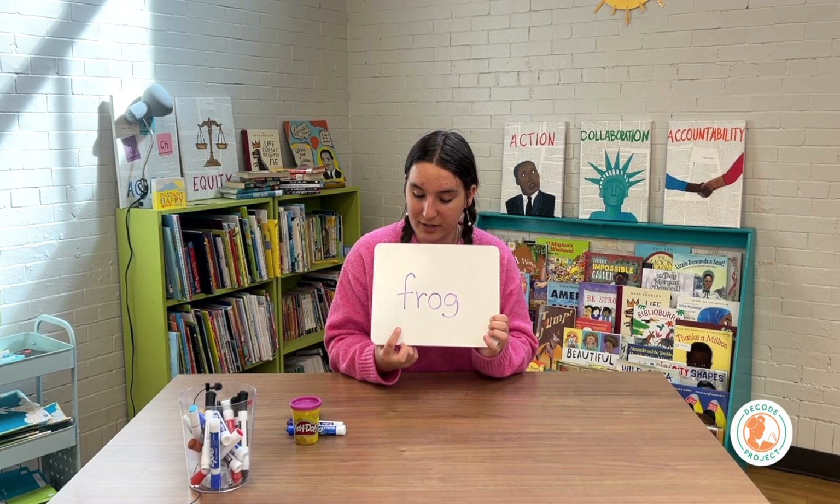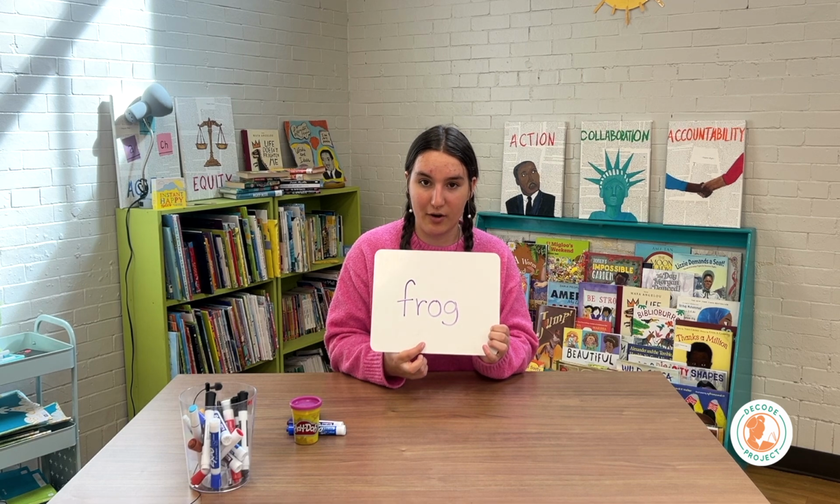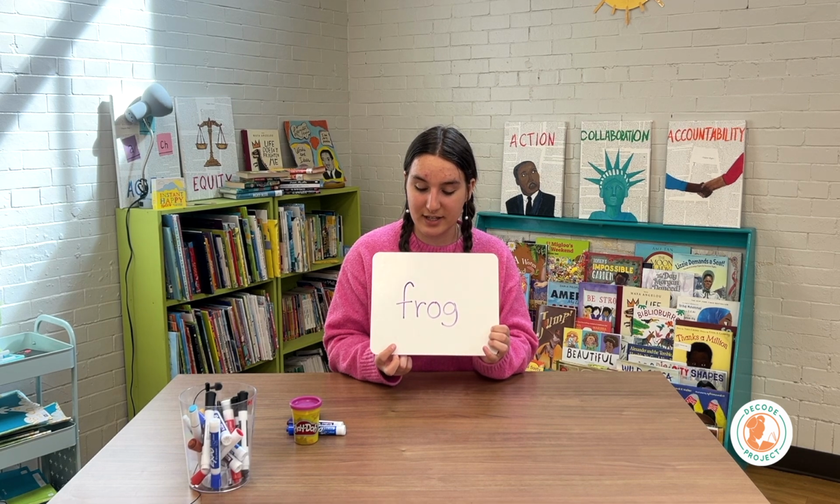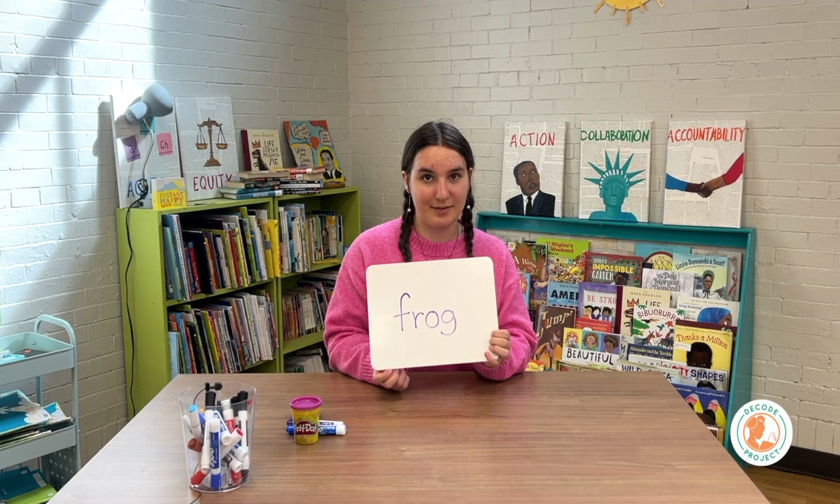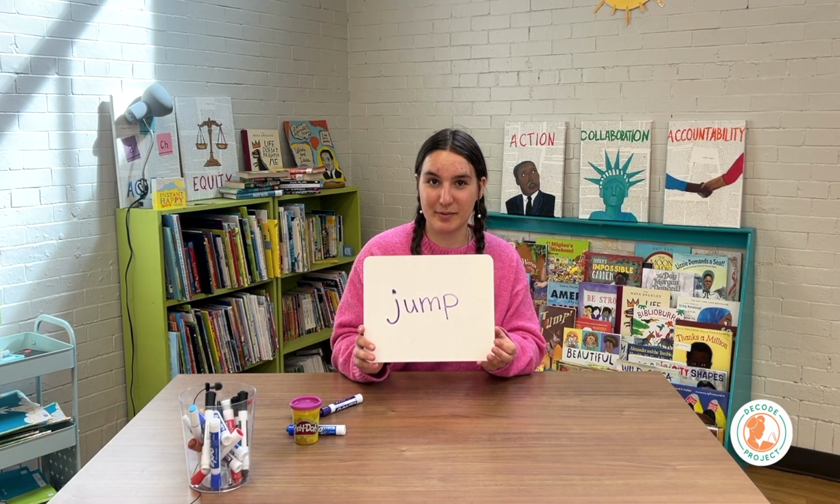We had our blend here. We have R. We can put that together. Now let's read the rest of our word. We have og. Let's put it all together. We have frog. When we say it fast like a word, frog. What about this word? Can you find where our two-letter blend is at?